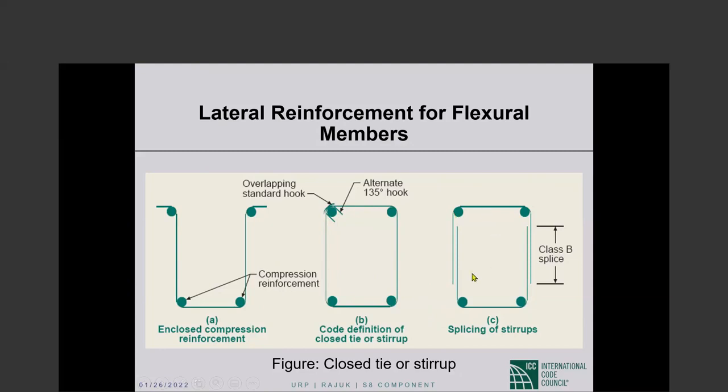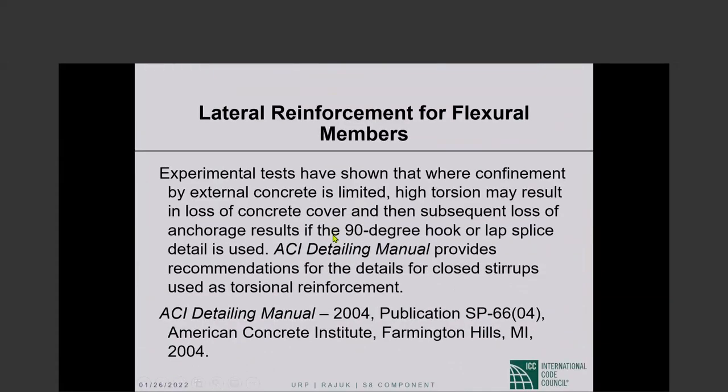So when there is torsion or it is seismic construction, this is the way we go typically. In seismic, this is not allowed, but for torsion, this can be a solution, although it is not favored because the cover falls off. You are much better off with this kind of transverse reinforcement in beams, as well as obviously in columns. This is required. Experimental tests have shown that where confinement by external concrete is limited, high torsion may result in loss of concrete cover, etc.